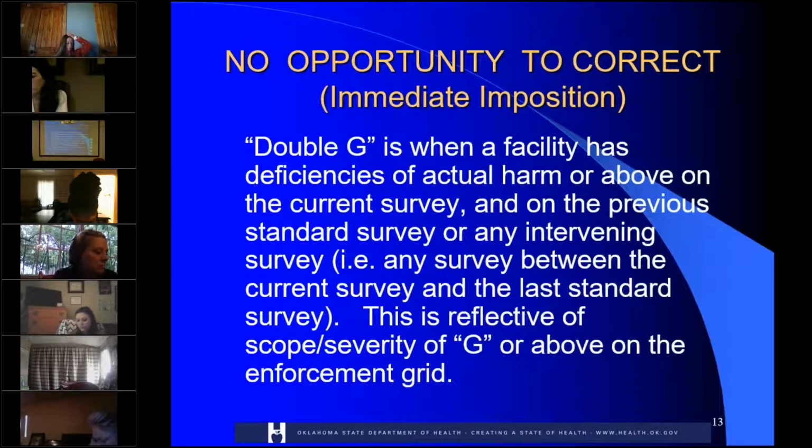This is reflective of scope and severity of G or above on the enforcement grid. That's what we call double G. So we're going to look at some situations real quick.